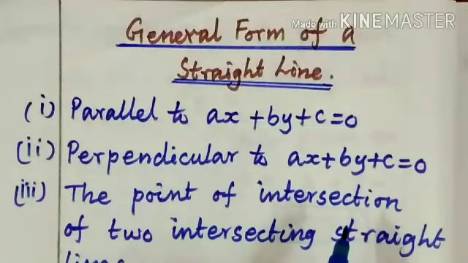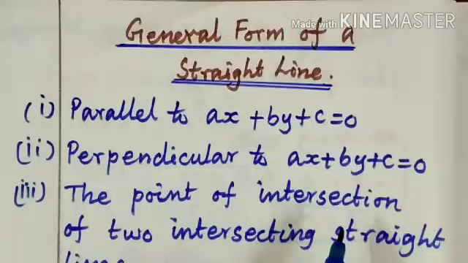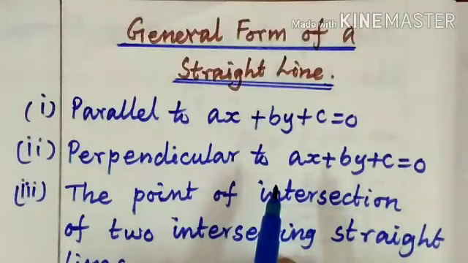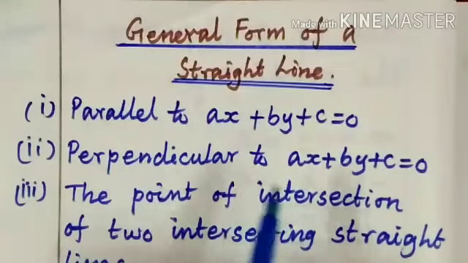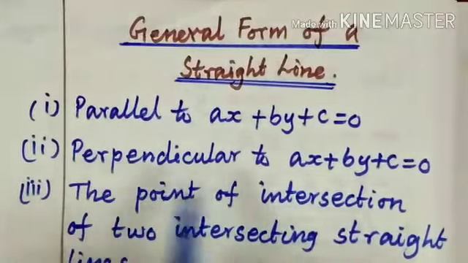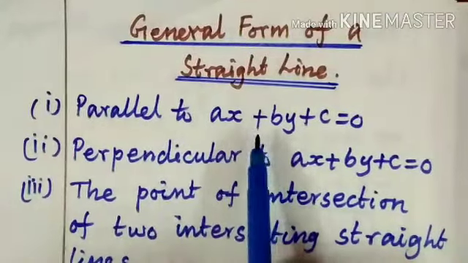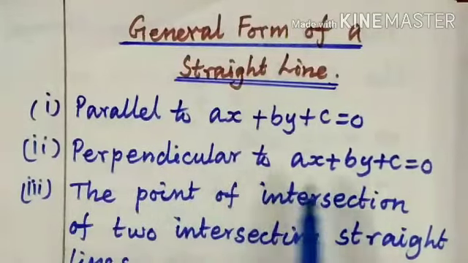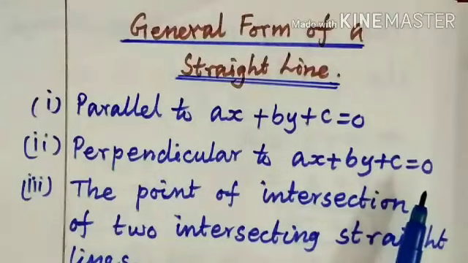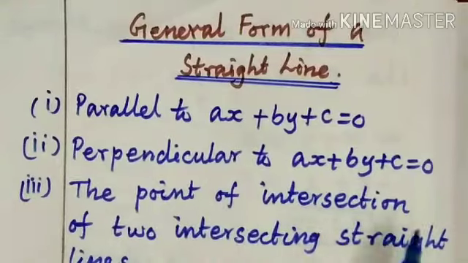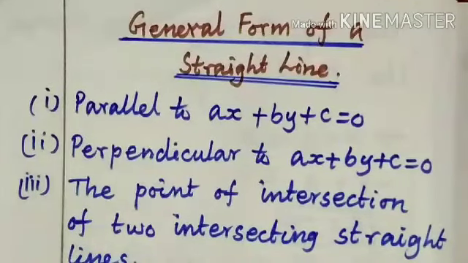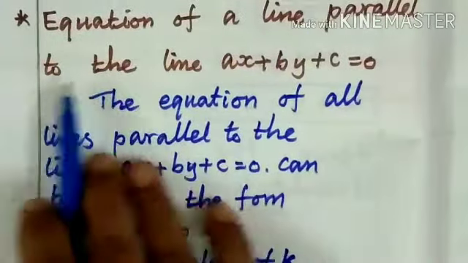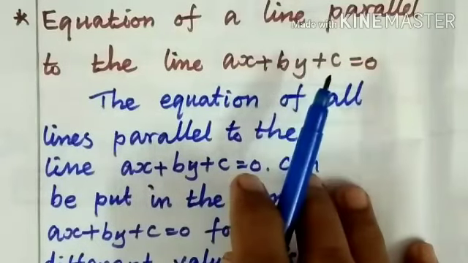Already we have to know the equation of the general form is ax plus by plus c is equal to 0. Under this heading, we have to find the equation of a straight line in the following cases. That is, parallel to ax plus by plus c is equal to 0, perpendicular to ax plus by plus c is equal to 0, then the point of intersection of two intersecting straight lines.